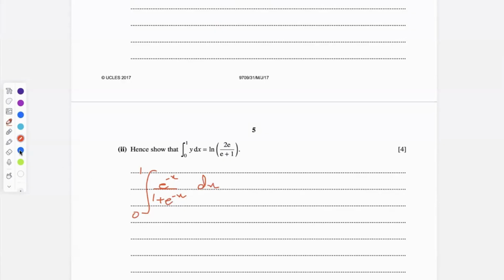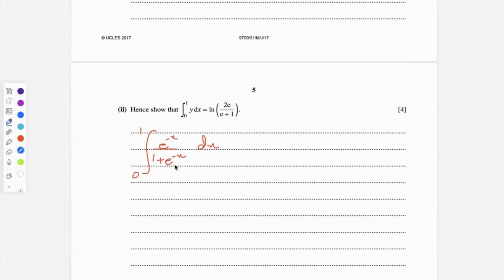Now, to integrate this, we can see that we need the derivative of the denominator in the numerator. If we differentiate e power minus x, that becomes minus e power minus x. And as we need the derivative of the denominator, which is 1 plus e power minus x, that will also be equal to minus e power minus x. Now, as we need a negative sign in the numerator, we'll put a negative over here, and we'll also multiply this equation by minus 1.